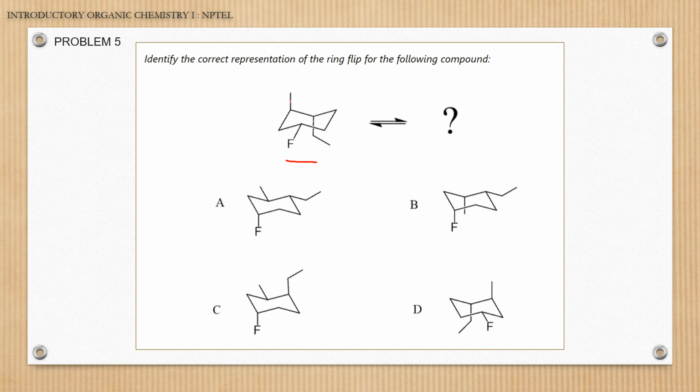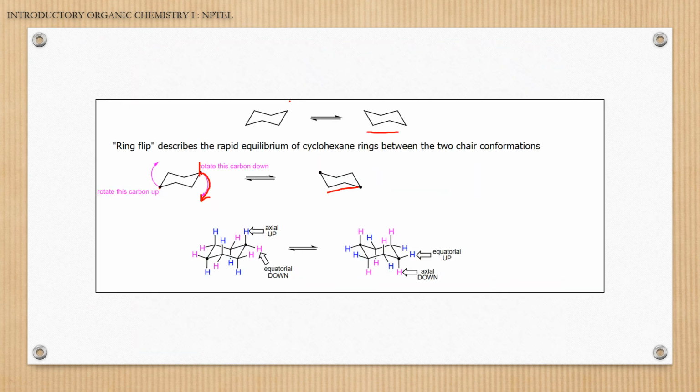As I have told you earlier, when the ring flipping is taking place, the substituent which is initially axial on the ring goes to the equatorial position in the flipped ring. As you can see here, this hydrogen is axial in this particular conformation. When the ring flipping takes place, this hydrogen gets an equatorial position. This hydrogen which is equatorial now is axial in this flipped conformation. Is it clear to everyone how this flipping is going?